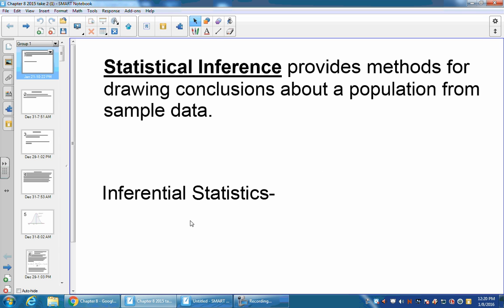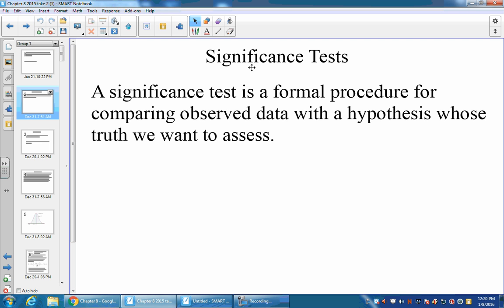When we talk about inferential statistics, those are statistics like a mean or a proportion that's taken from a sample and that is used to explain something bigger than just what that sample is. Now, when we do statistical inference, we'll do a significance test. A significance test is a formal procedure for comparing observed data with a hypothesis whose truth we want to assess. It's kind of like writing up a lab report for statistics.